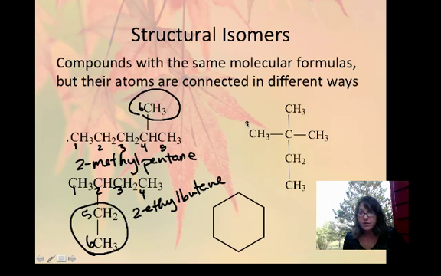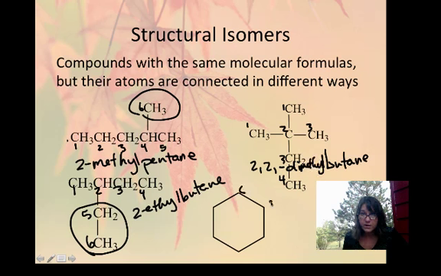How about this guy over here? 1, 2, 3, or 1, 2, 3, 4. So we'll have to go with the 4-carbon chain for butane, right? But on the butane, I have 2 methyls. So I call this 2,2-dimethylbutane.